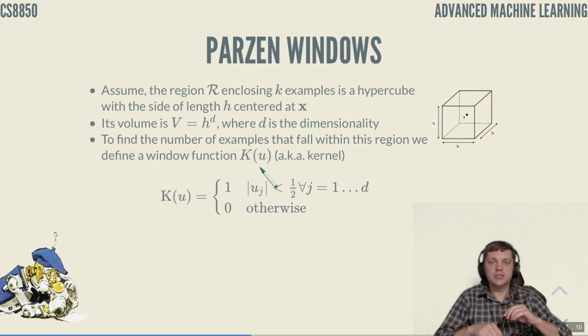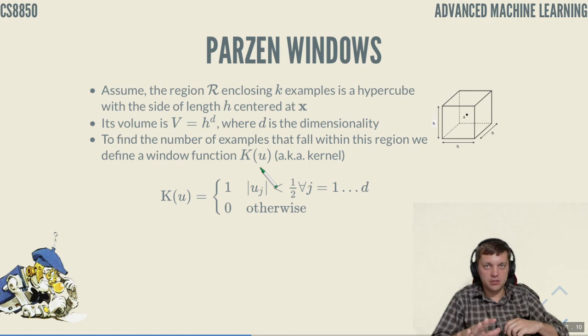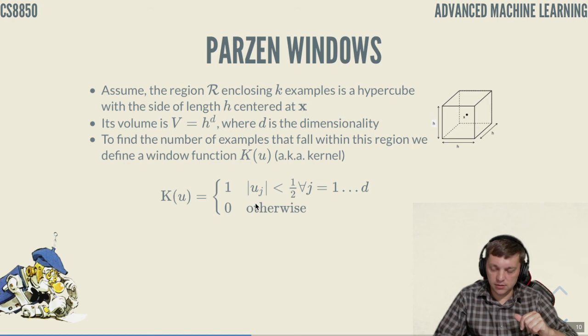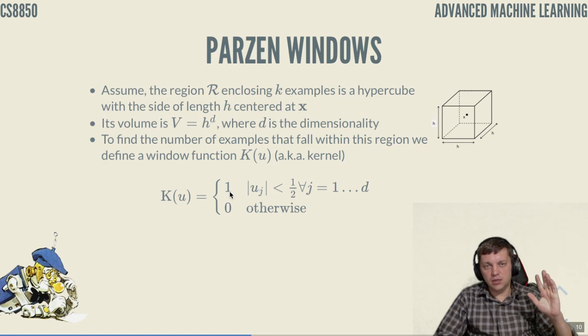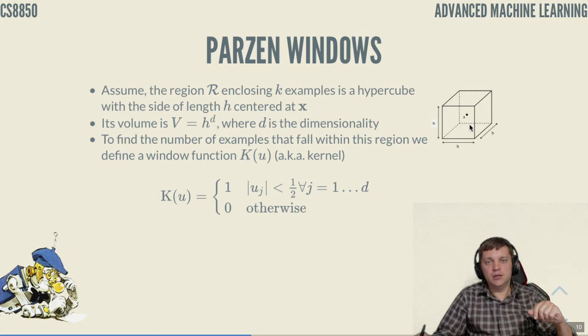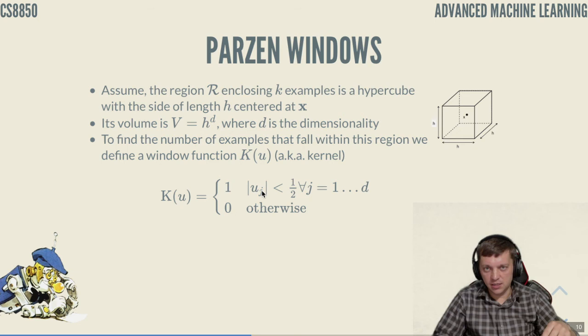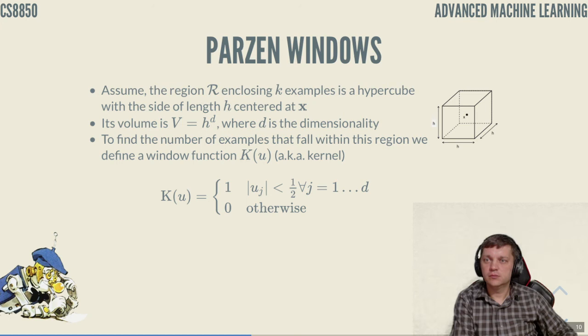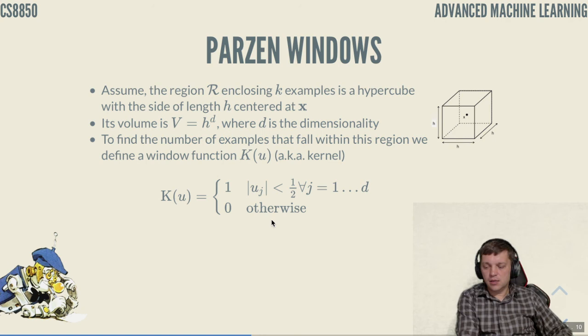So to find the number of examples that fall within this region, we define a window function, also known as kernel. So kernel k of u takes a u, and if it's in absolute value less than 1/2, we are declaring that the point u is within the hypercube. If it's more than 1/2 or equal to 1/2, it's outside of the hypercube. So it's kind of an indicator function that tells us whether a point falls within a hypercube or not.